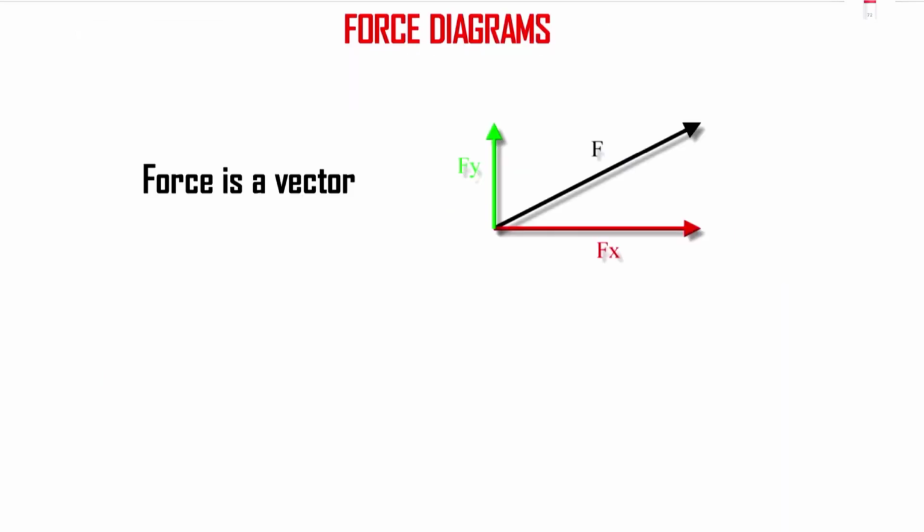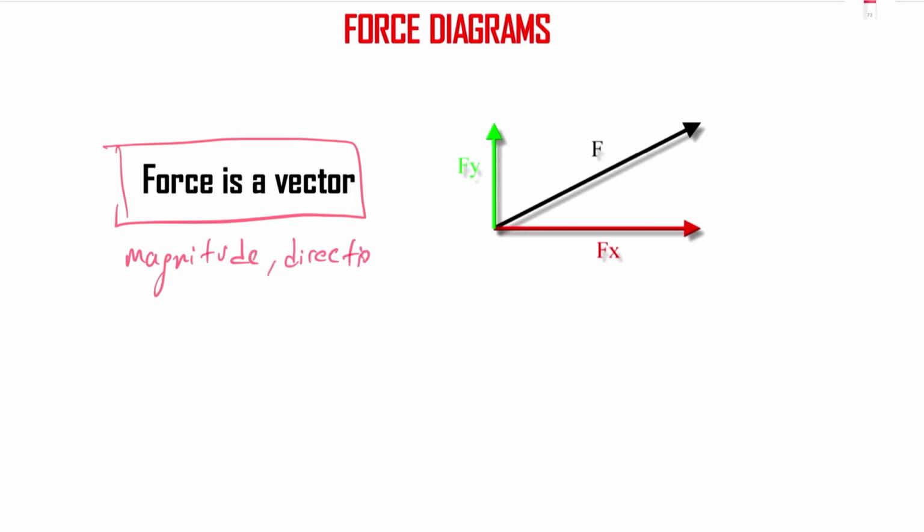In the previous chapter, we discussed vectors, vectorial quantities, and scalar quantities. Force is a vector. What does it mean? As you know, it has magnitude and direction. So every vector is represented by an arrow. So force is also represented by an arrow. Here, this is our arrow, which indicates our force.